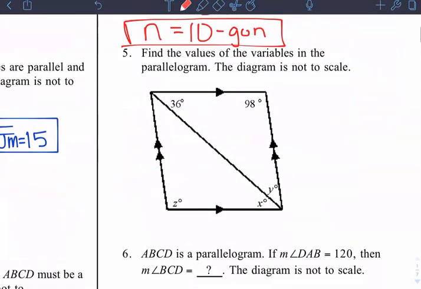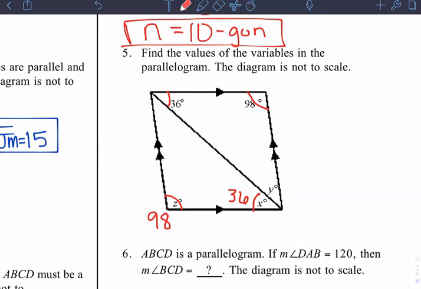On number 5, find the values of the variables in the parallelogram. So we know with a parallelogram, diagonals bisect each other, and opposite angles are congruent. So if opposite angles are congruent, if this is 98, then Z is 98 as well. And we can also use our alternate interior angles. If this is 36, then X will be 36 as well.